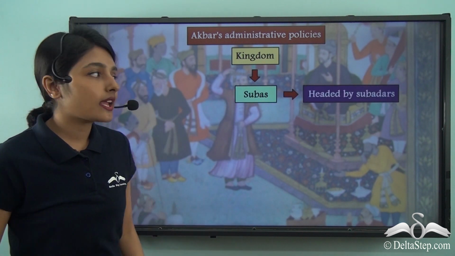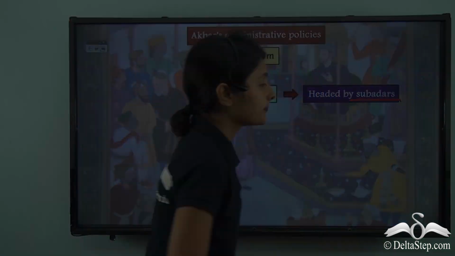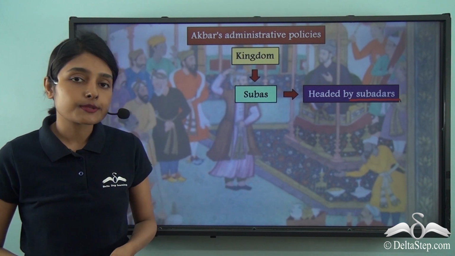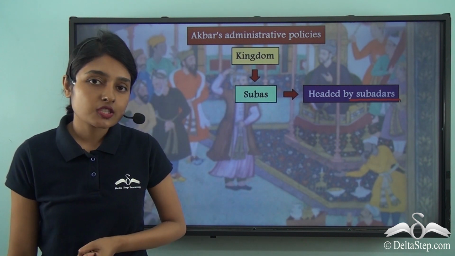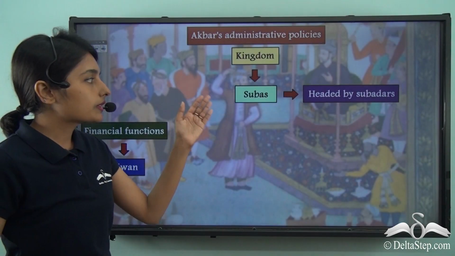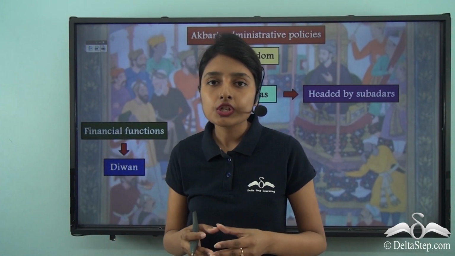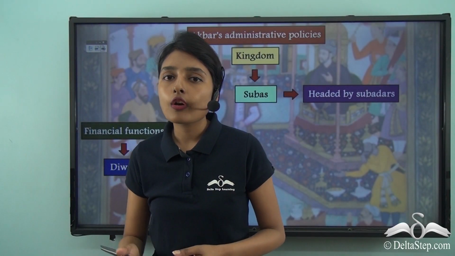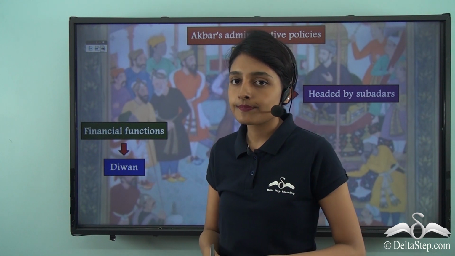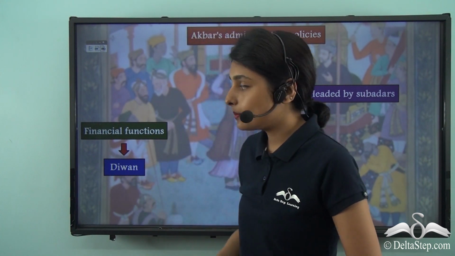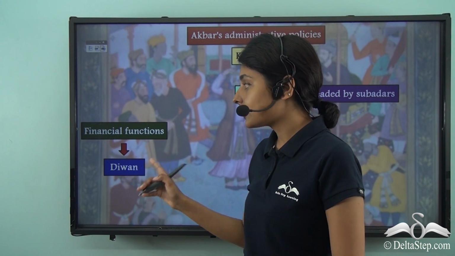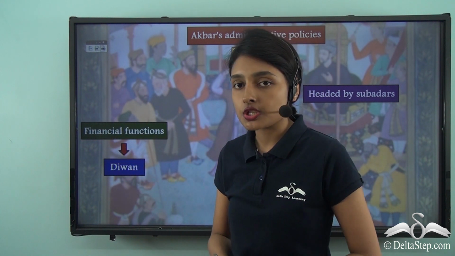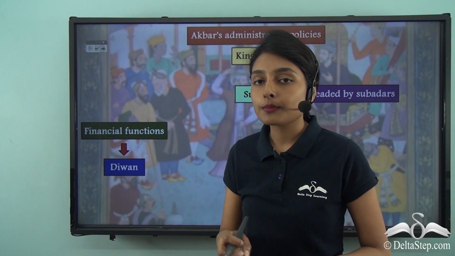The Subas were headed by the Subadars. So the Subadars were in charge of both civic as well as military responsibilities in their respective Subas. Now then, for the Subas to function, finances also had to be taken care of. Now who took care of the finances in the Subas? Well, finances in the Subas were under the control of the Diwan. So the Diwans used to carry out all the financial functions in the respective Subas that they belonged to.